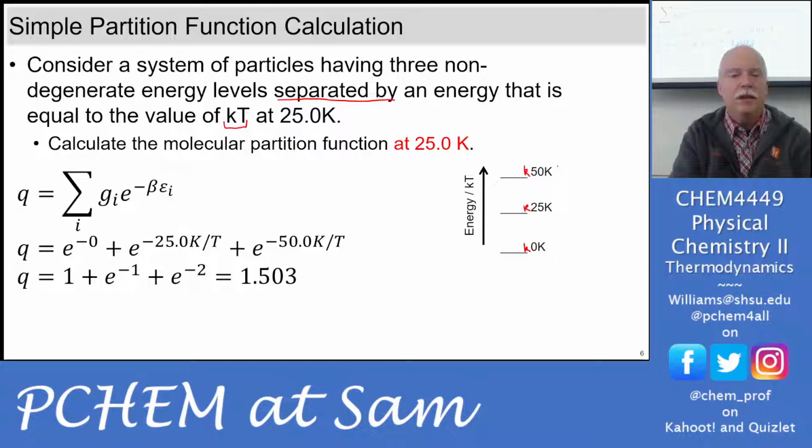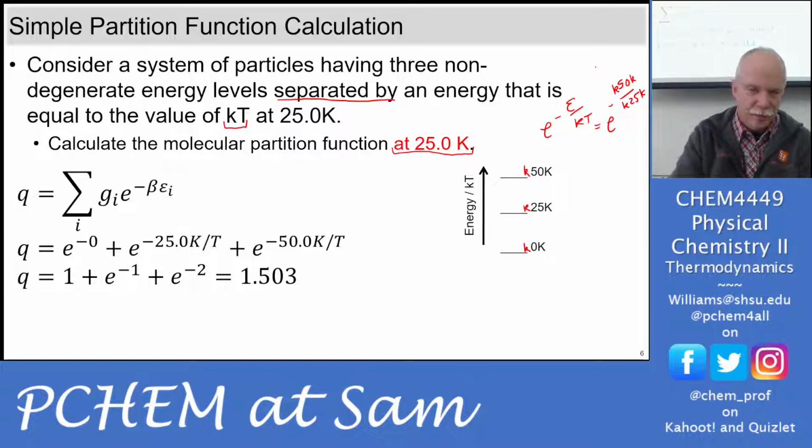Then we're given a second temperature to calculate the molecular partition function at 25 Kelvin. Now you'll be able to see why I kept these energy levels in temperature, because knowing that I was going to use the Boltzmann distribution, I can multiply those by k, and then when I do e to the minus E over kT, that would be the same as e to the minus k times, say, 50 Kelvin over k times 25 Kelvin.